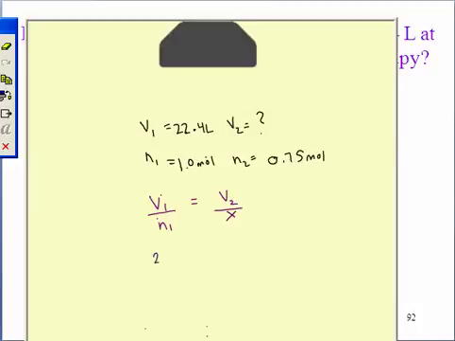And since we've already identified what everything is, we just have to plug in. Our initial volume is 22.4 liters. Our initial number of moles is 1. And then on this side, oh, whoops, I made a mistake up here. This is N2. Okay, N2 is 0.75 moles. And then V2 up here is going to be our X.